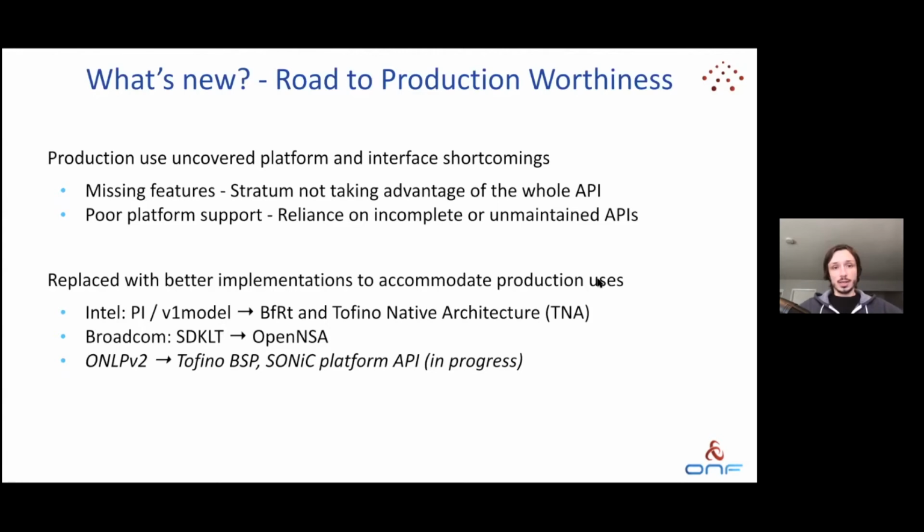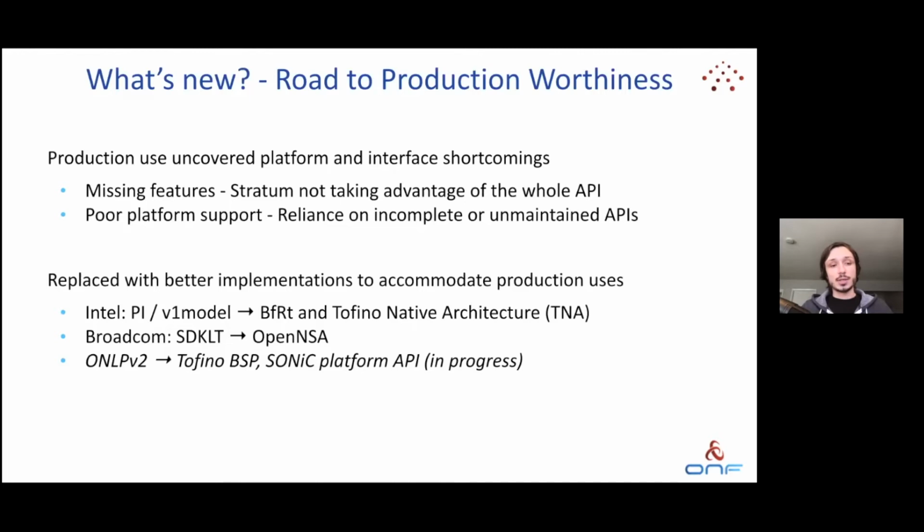Okay, so what do we do to address the production worthiness of Stratum? When using Stratum with production, we uncovered a number of platform and interface shortcomings through that use. Among this, we figured out that there are missing features. For example, Stratum simply did not take advantage of the whole API that was offered. In other cases, we just had poor platform support. For example, we relied on incomplete or unmaintained APIs for critical functions. And so how did we address that?